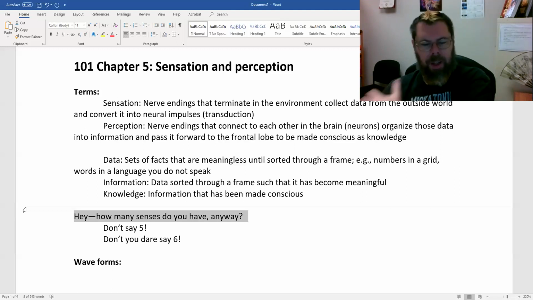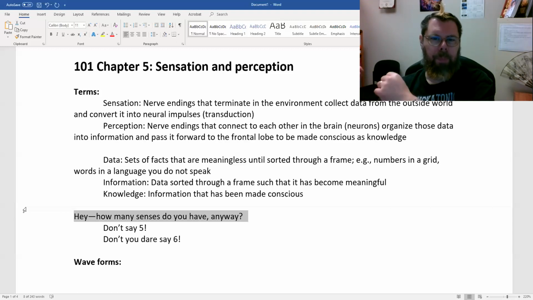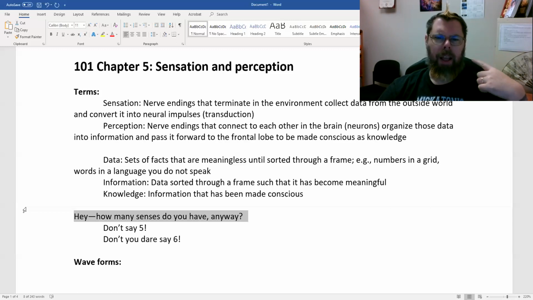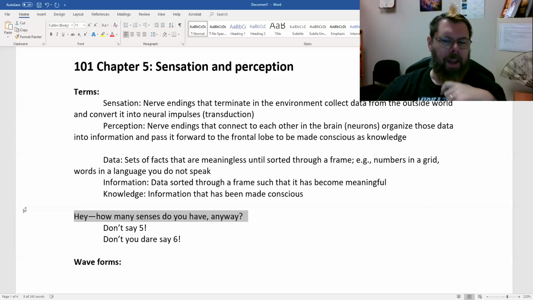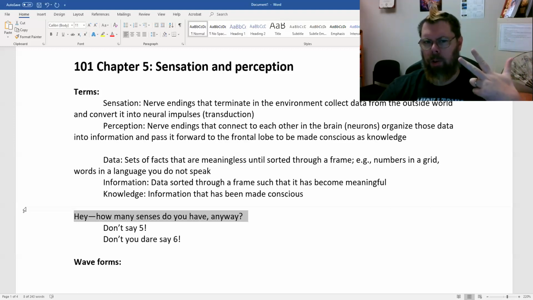So to get to that 21 number, you have to break everything down into tiny little pieces. Like the eyes, you can get red, green, or blue. And is that 3 individual senses or just one? We're going to call it 1.